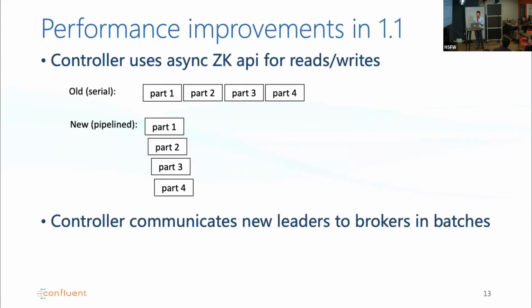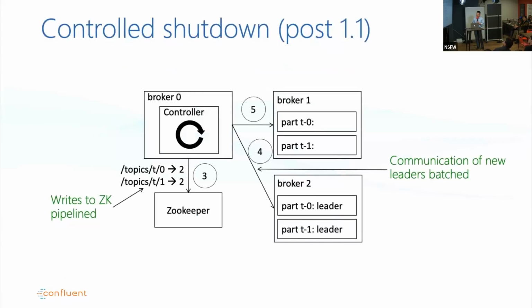Okay, now let's look at some of the improvements where this happens. The first thing, let's revisit the controlled shutdown process. Remember earlier, we had this bottleneck in step 3. That's when we have to persist all those metadata to Zookeeper during a controlled shutdown. After Apache Kafka 1.1, all the writes are pipelined. So this is a big improvement to this step. And the communication from the controller to other brokers is also batched. That also improves the second part of the controlled shutdown.